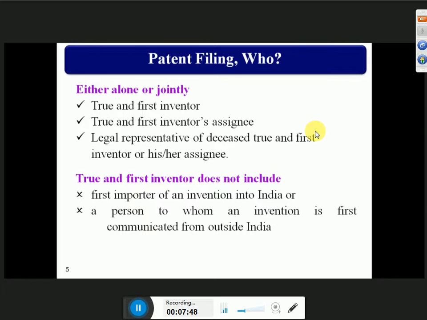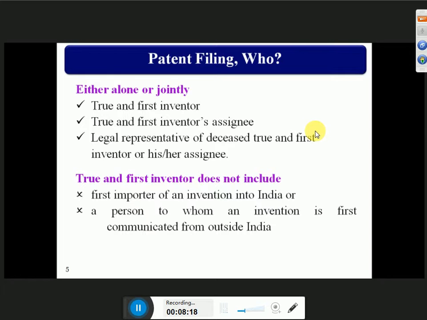True and first inventor, as I have written, does not include the first importer of an invention into India. So basically, I import something from another country, decorate the same in Indian style, and then I patent it. This is not the way, right? The examiners know that. And you cannot be a person to whom an invention is first communicated from outside India.